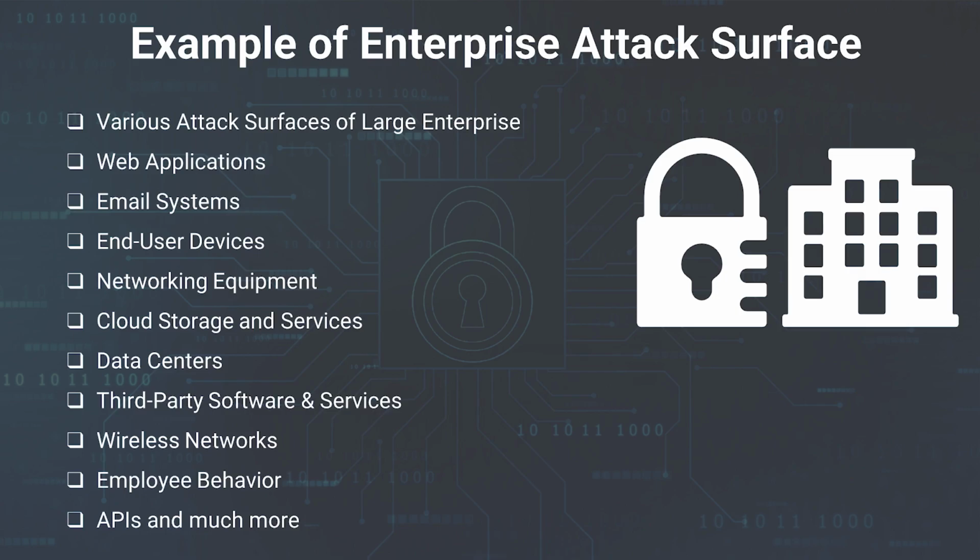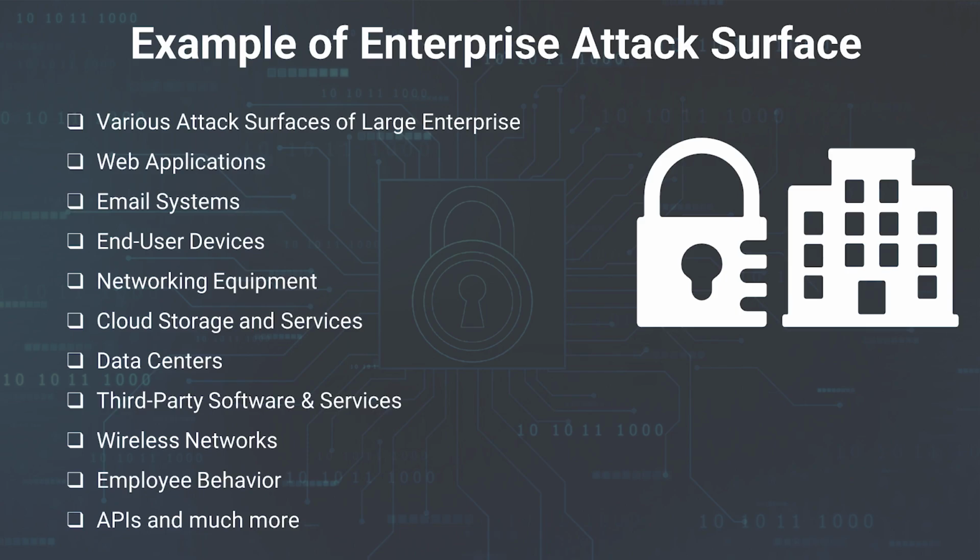So the common attack surface for a large organization would be web applications, email systems, and end user devices. Basically, the email system is your Outlook or Gmail or some other email service that you are using. End user devices are corporate laptops, desktops, corporate mobile phones, and other devices, networking equipment, cloud storage services, AWS, Azure, GCP, any other cloud you could be using. It could be your private cloud, public cloud, or hybrid, data centers, third-party software and services.